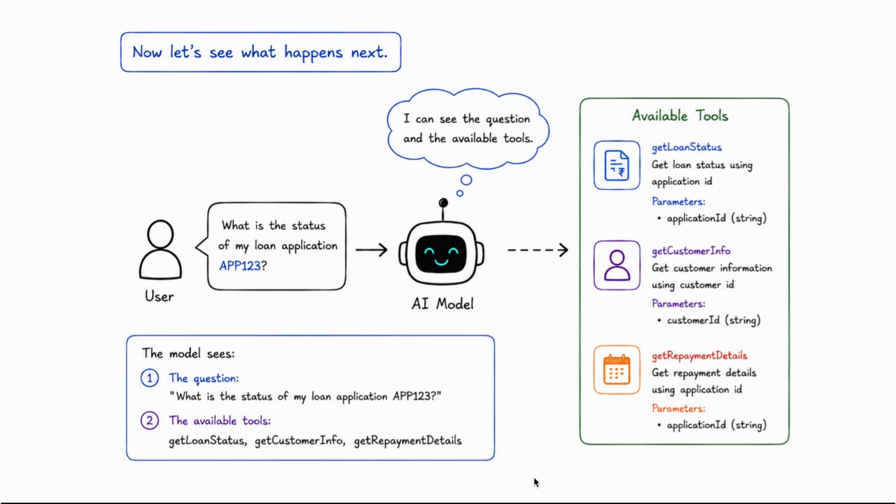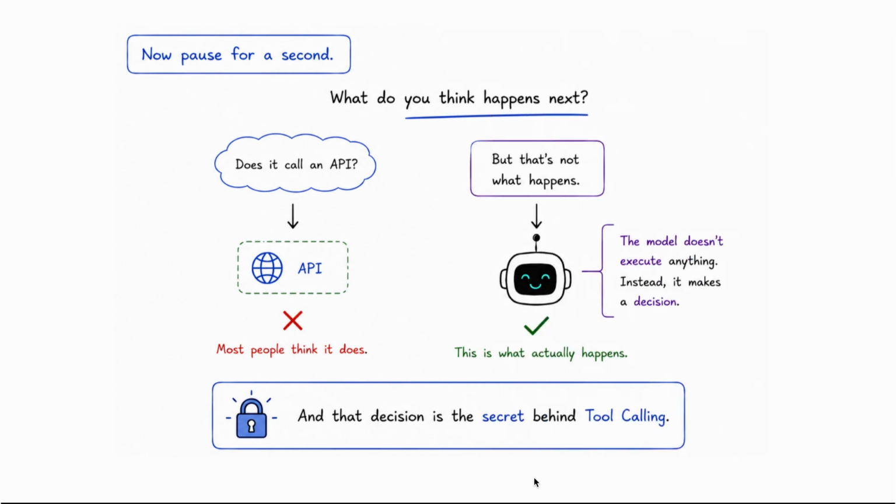The user asks, what is the status of my loan application app123? The model sees the question and the available tools. Now pause for a second and let me know what you think happens next. Right? Does the AI directly access the database? Does it call an API? Most people think it does, but that's not what happens.